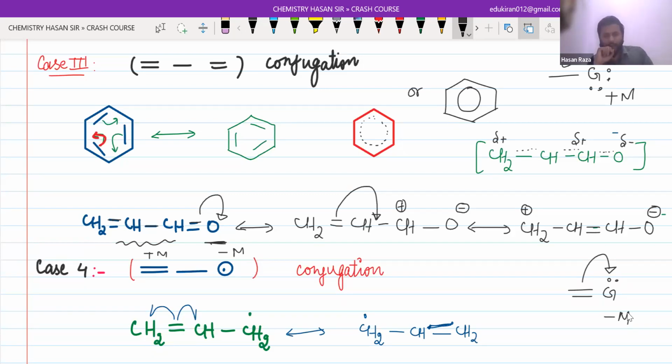Are you getting my point? Yes or no? You just need to remember this. A group which has a lone pair, if this group is connected with a double bond, it will act as minus M. That means it will withdraw electron from the ring or the group to which it is attached. And if a group has a lone pair that is connected with a single bond, it will definitely donate. Are you getting my point? Yes or no?